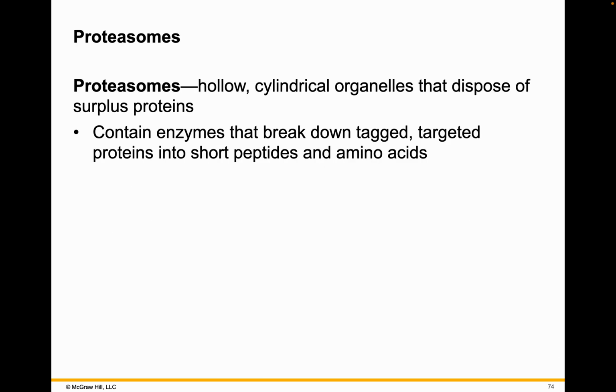Proteasomes are hollow cylindrical organelles that dispose of surplus proteins. So they have enzymes that break down targeted proteins into short peptides and amino acids for recycling in the cell.